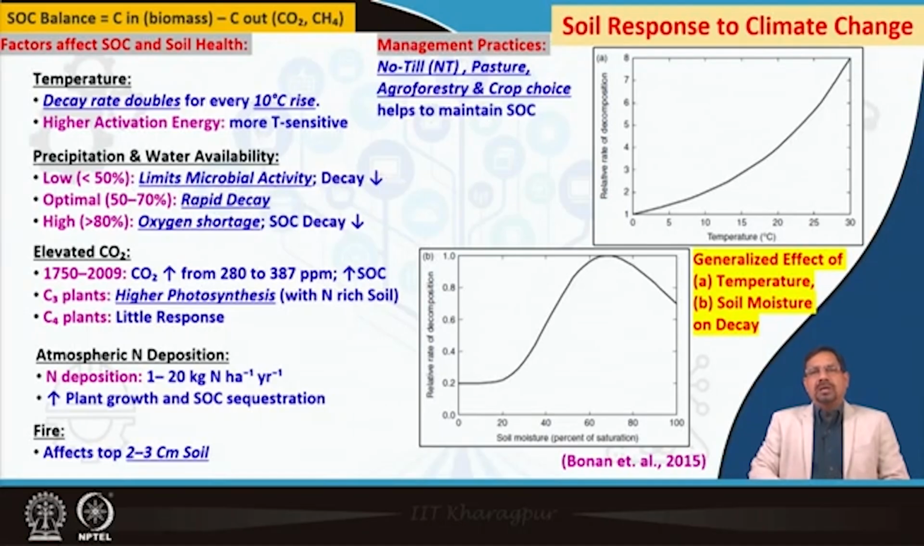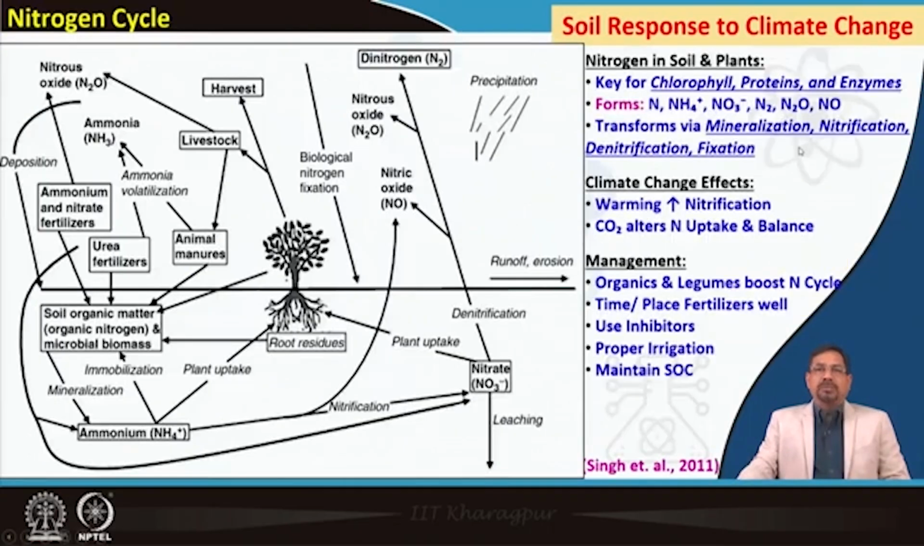So as far as the response to temperature, it goes on increasing till attaining 30 degrees centigrade. As far as the percent of saturation of soil moisture is concerned, the peak is at 60% level. So beyond that, it again starts declining. So this is how we can consider the availability of precipitation and temperature as far as the response to soil decomposition is concerned. All of us also have studied about the nitrogen cycle.